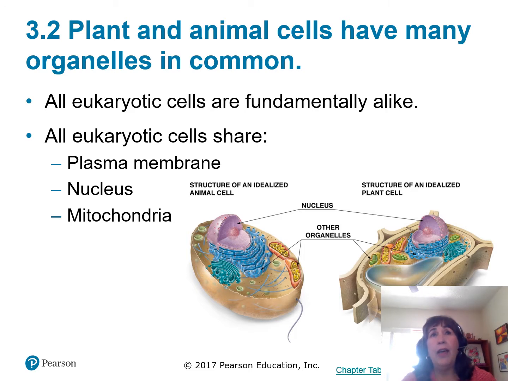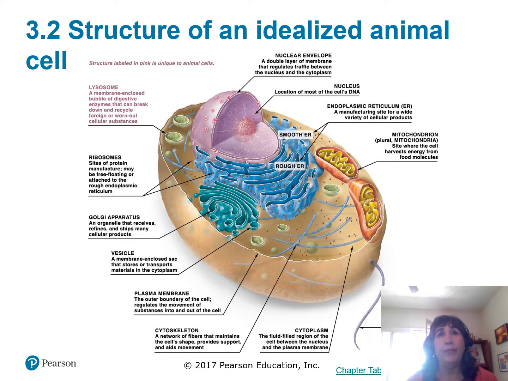Plants and animals have many organelles in common. So what are some of the organelles that are in common to both plants and animals? Well, both contain a nucleus, both contain mitochondria, both contain cellular membranes, both contain ribosomes. So they contain a lot of things that are the same, but they also contain things that are different.